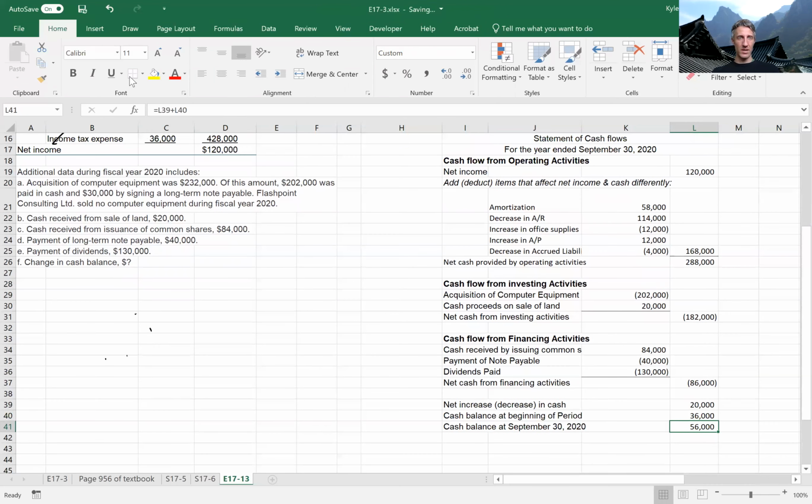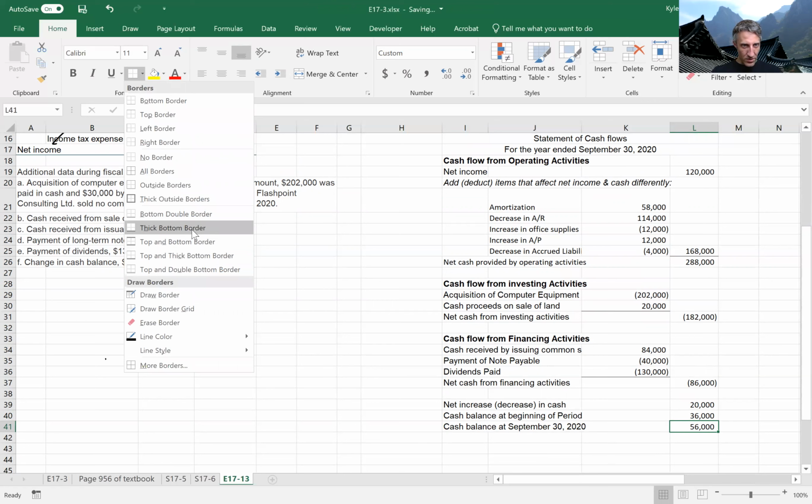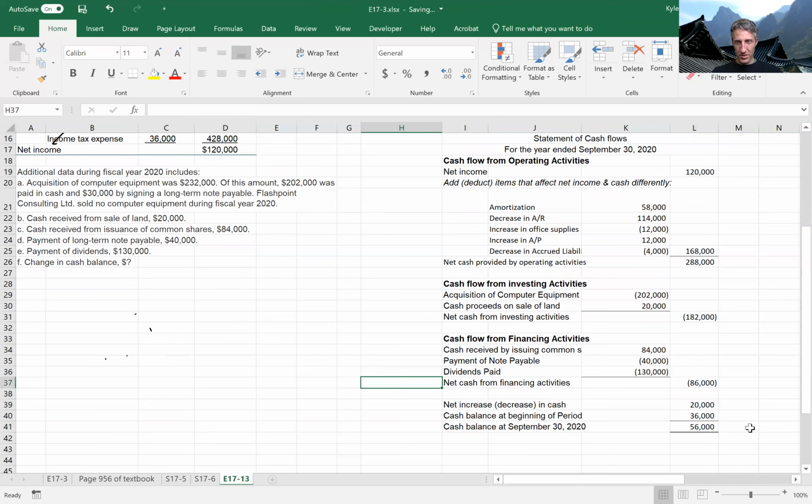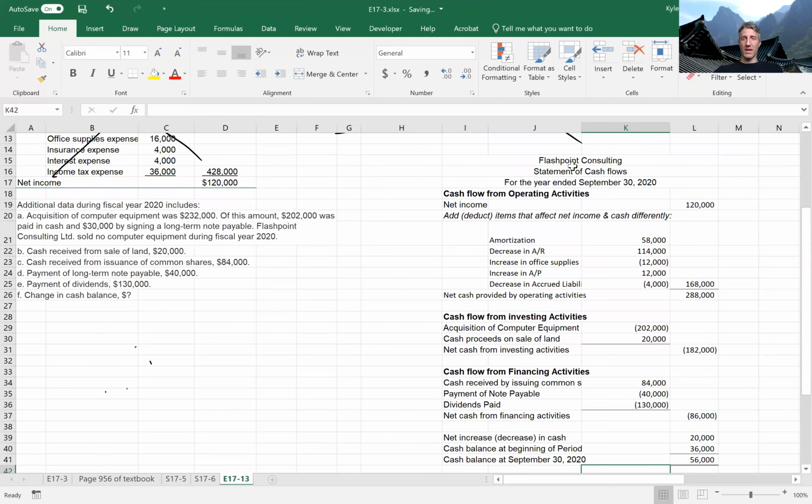So let me just double underline the second one to indicate there's no further calculation. So that is a double underline. It might be tricky for you to see. And then we're done with the statement of cash flows.